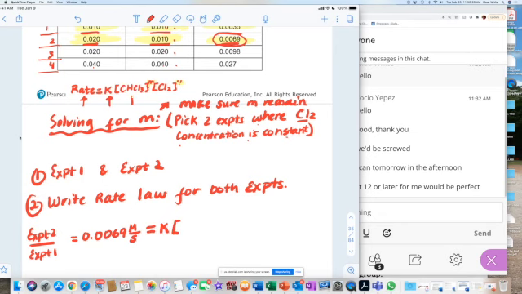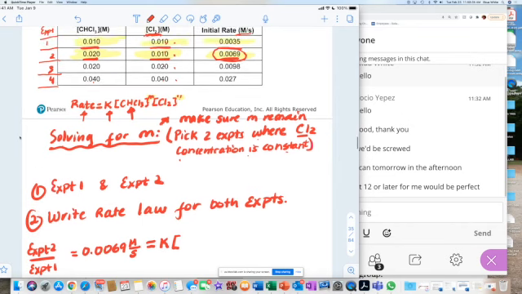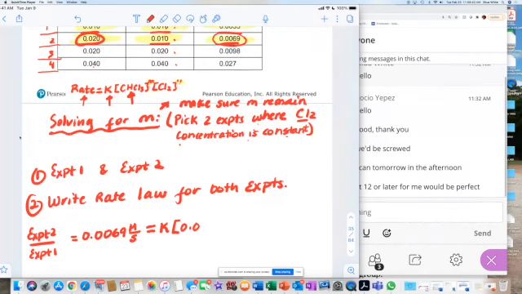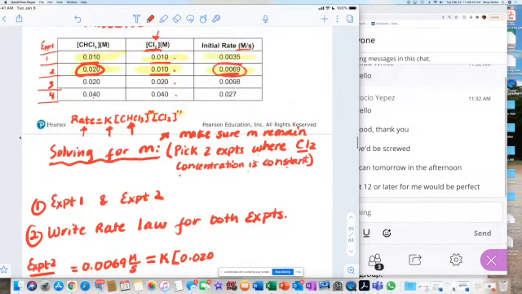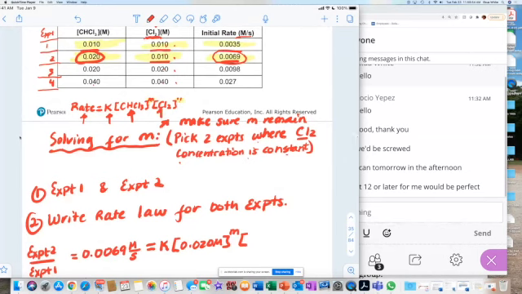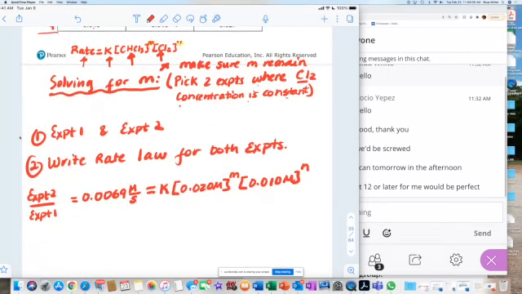And then open parentheses, and I have to write the concentration that goes with this formula here, CHCl3, right? So let me find CHCl3. I'm doing experiment 2, right? That's this number here, 0.020. I put 0.020 M raised to the power little m. The next formula, that's right here, the number that goes with Cl2 for experiment 2, that's this number right here, 0.010 M raised to the power n. So I did that for experiment 2.